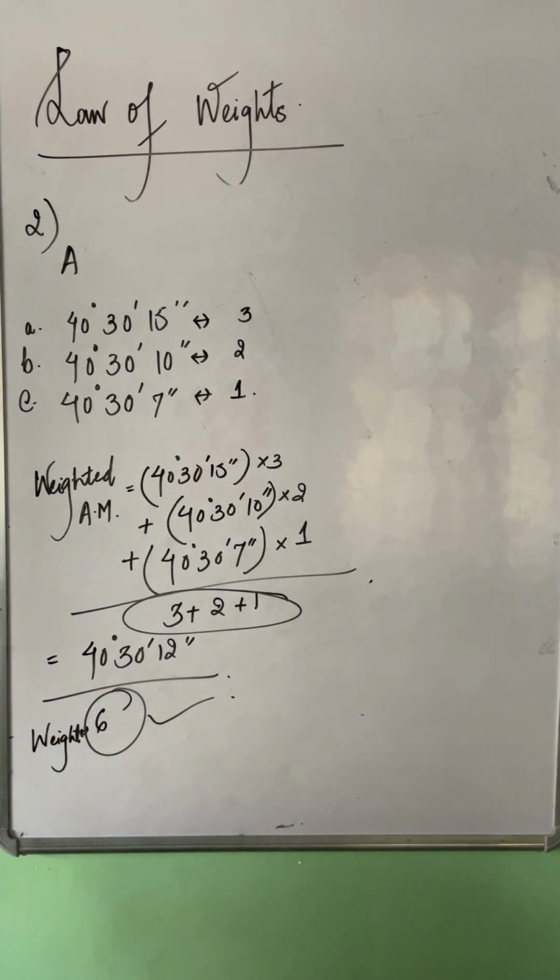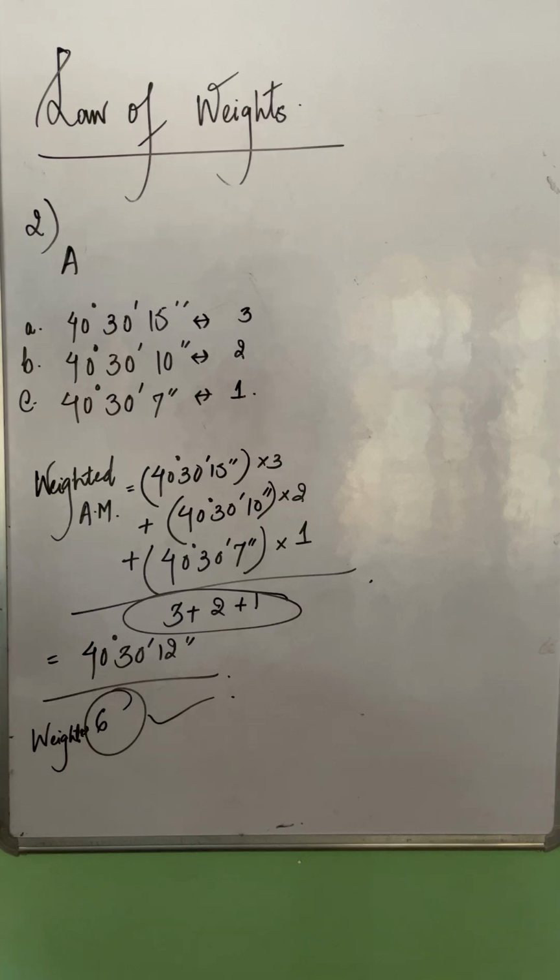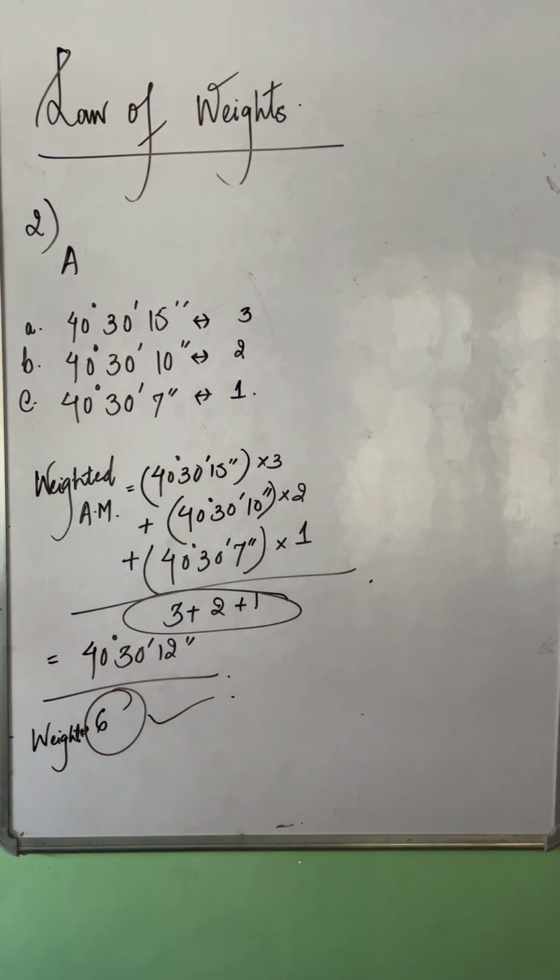So the second law of weight is that the weight of the weighted arithmetic mean is equal to the sum of the individual weights of the observations. All right, moving on.